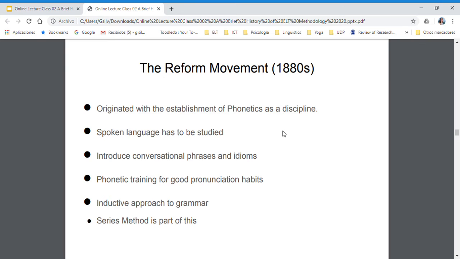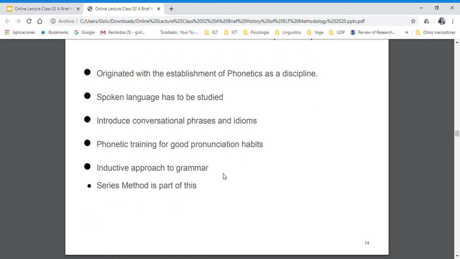Here, grammar is different as it is learned inductively. What do we mean by inductive learning of grammar? They don't explicitly teach you the rules. You are exposed to the different forms of the language, and eventually you catch them. You hypothesize in your mind and you come up with the rules. So the series method in your book is part of this.